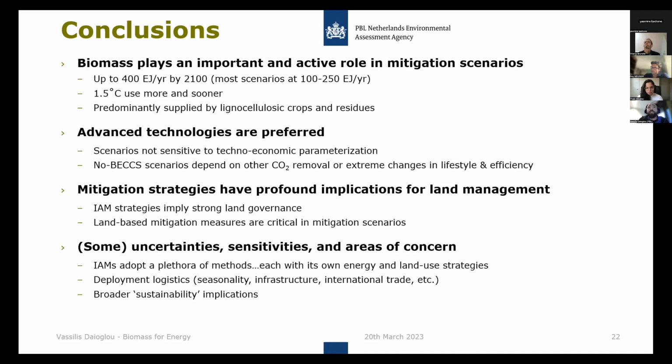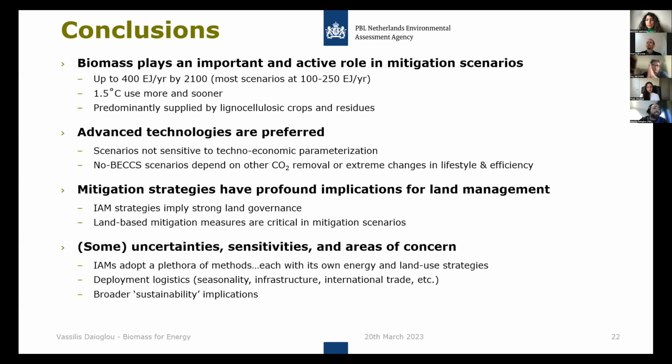Mitigation strategies have profound implications for land management. So IAM strategies implicitly or explicitly account for very strong land governance. Typically in these 1.5 and 2 degree scenarios, we do not allow deforestation. We make sure that there's a lot of land zoning, protection for biodiversity, and we also assume that agricultural yields increase a lot. So these are really important to make these scenarios realistic, and that absolutely should be stressed. And yeah, land-based mitigation measures are absolutely critical in the mitigation scenarios. So this is zoning and all of that.